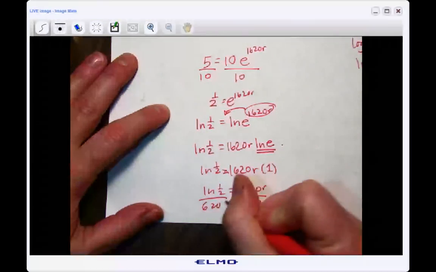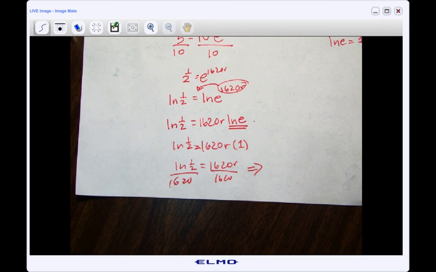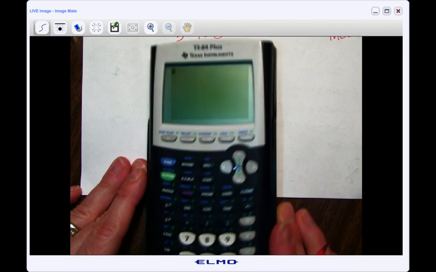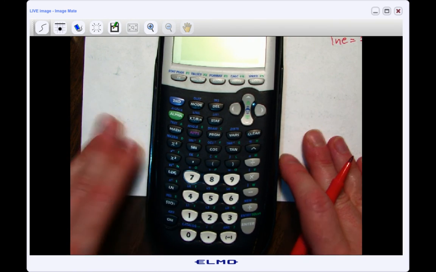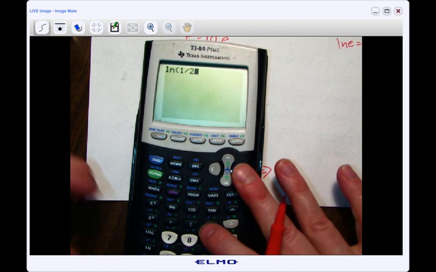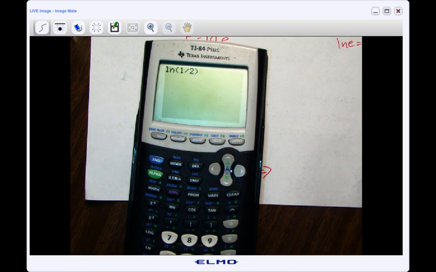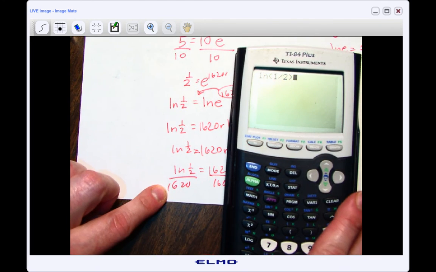And now I'm going to go 1620. And now I'm going to go to my calculator because I don't know those numbers. So here I am with my calculator. I'm going to use the natural log, so that's this ln button. So ln of 1/2, and I can type it as 1 divided by 2, or I can type it as 0.5 or whatever you want, but just make sure you close the parentheses. And then you want to divide that by 1620.